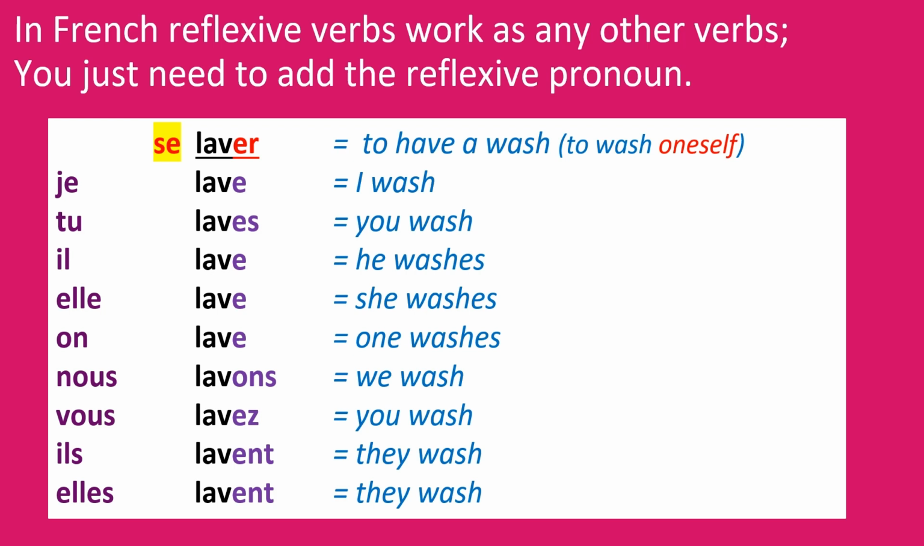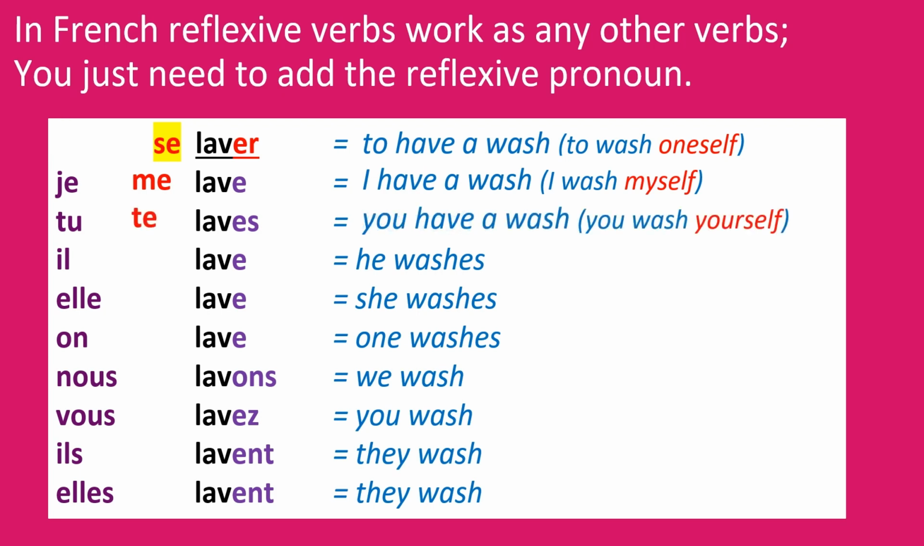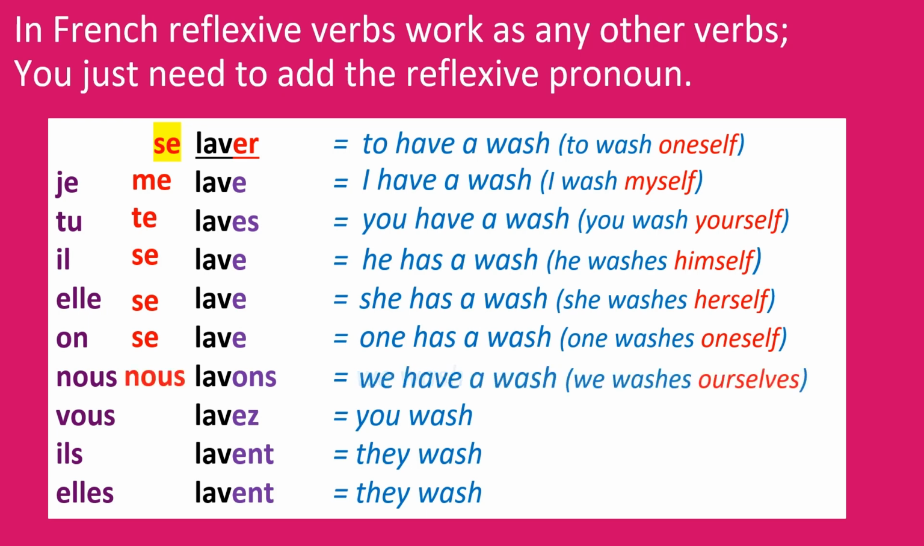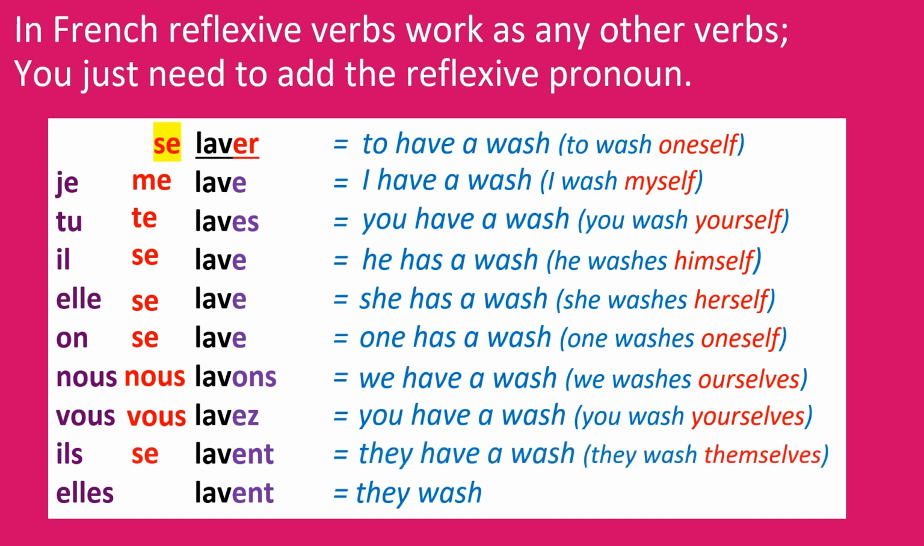Now for each of the other subject pronouns, we're going to have the equivalent reflexive pronouns. So for je lave, if I want to say I wash myself, I'm going to use the pronoun me. Je me lave, I have a wash. Tu te laves, il se lave, elle se lave, on se lave. Now it will sound a bit strange, but that's the way it is. Nous nous lavons, vous vous lavez, il se lave, elle se lave.